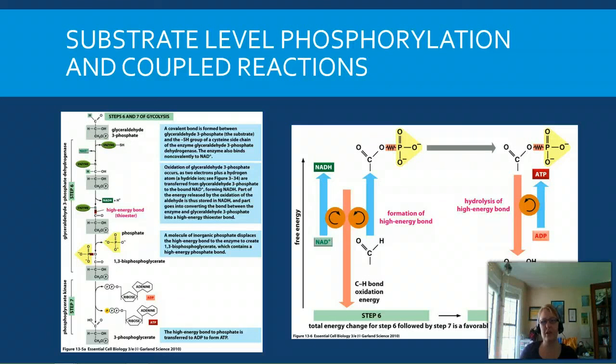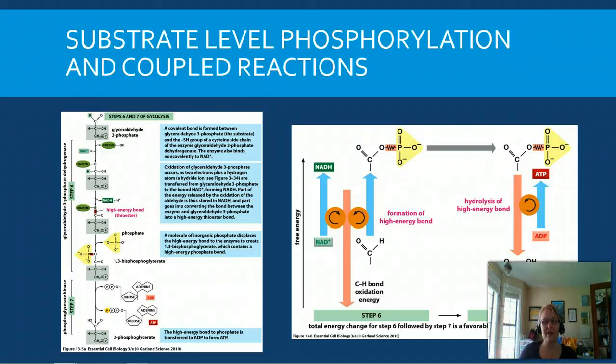So let's talk a little bit about substrate level phosphorylation. This is an example of a coupled reaction. And we can see this highlighted here on this slide with steps 6 and 7 of glycolysis. And you can see that the covalent bond is formed between the G3P and this sulfhydryl group of the cysteine side chain of the enzyme G3-phosphate dehydrogenase.